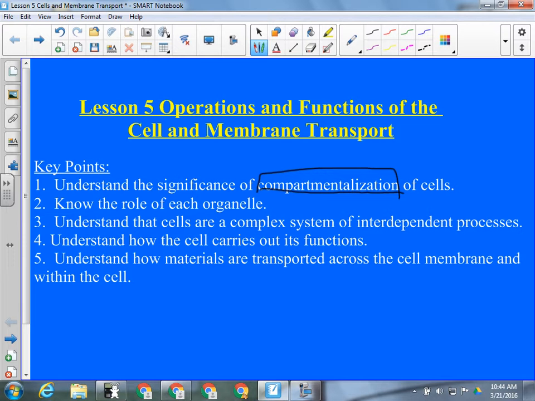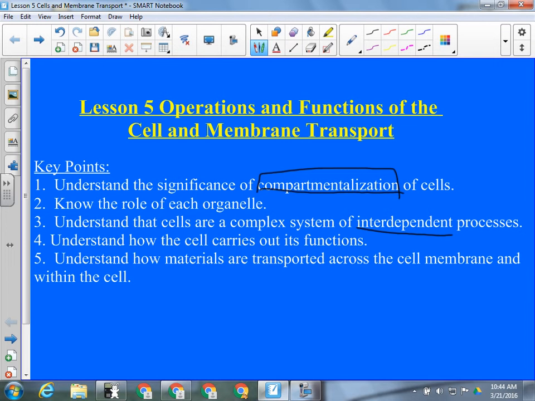Understand that cells are a complex system of interdependent processes. Interdependent means if one process breaks down, so does everything that's connected to it. Okay? The exact opposite of independent, right? Which means you can do whatever you want and nothing affects you. Right? Interdependent means you are crucially, vitally dependent on everything else.